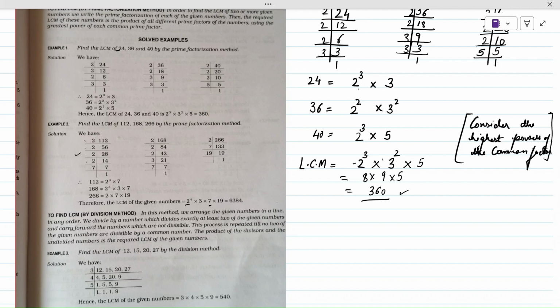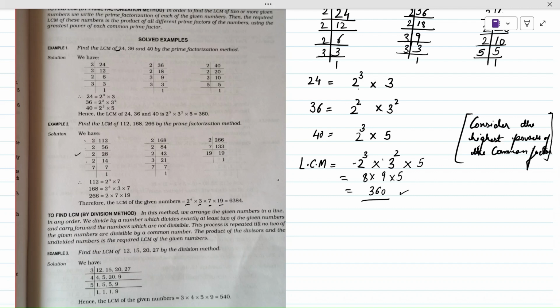Now the factors which are not common, they are 3 and 19. So we have 3 and 19. We'll multiply all these numbers and this is our LCM, which is 6384. 6384 is the LCM here.